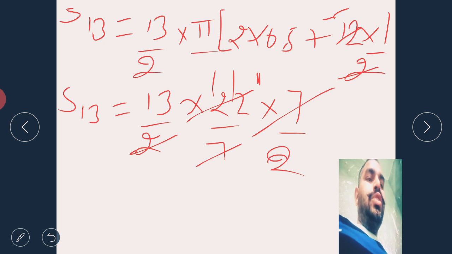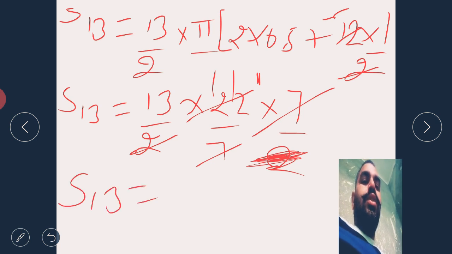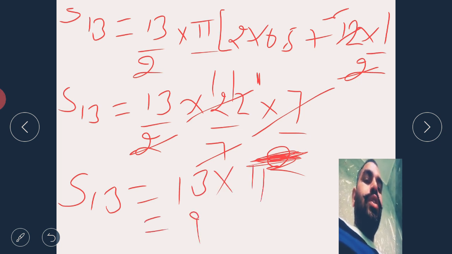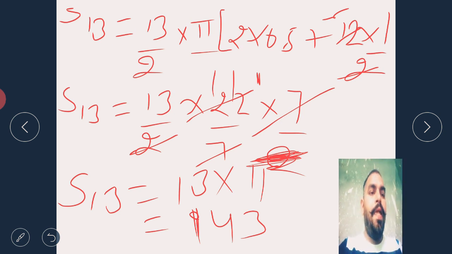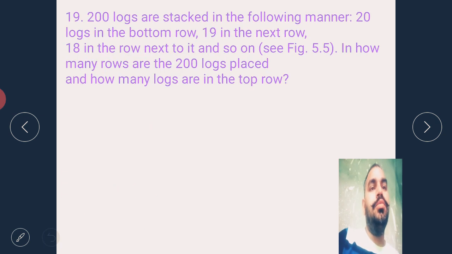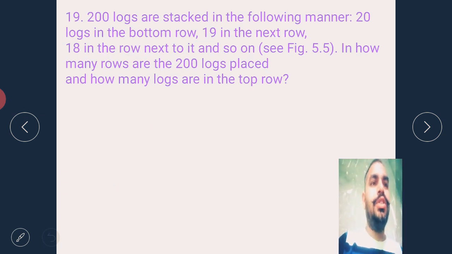7 by 2, no, this 2 is not there, only 7. So 7, 13. So S13 is equal to 11 multiplied by 13. So 13 multiply 11, that you will get 143. Yes or no? Got it? So this is next question, and move further. 19th question is also very important question.